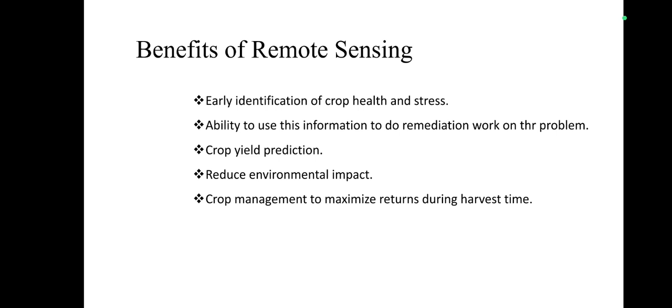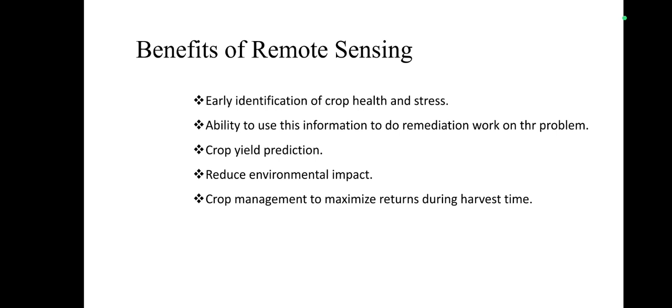Some of the benefits of remote sensing: early identification of crop health and stress. In early days there was no sensing information, so the farmers could not detect the crop's health and stresses. By using remote sensing, the farmers can identify the crop health and stress, whether it is able to grow or not, or whether it is affected by any disease. These things are also detected by remote sensing.